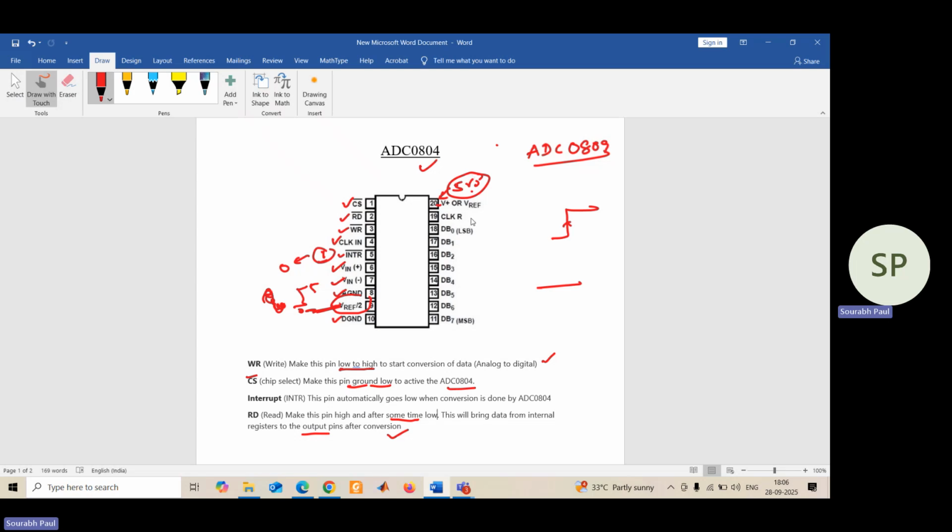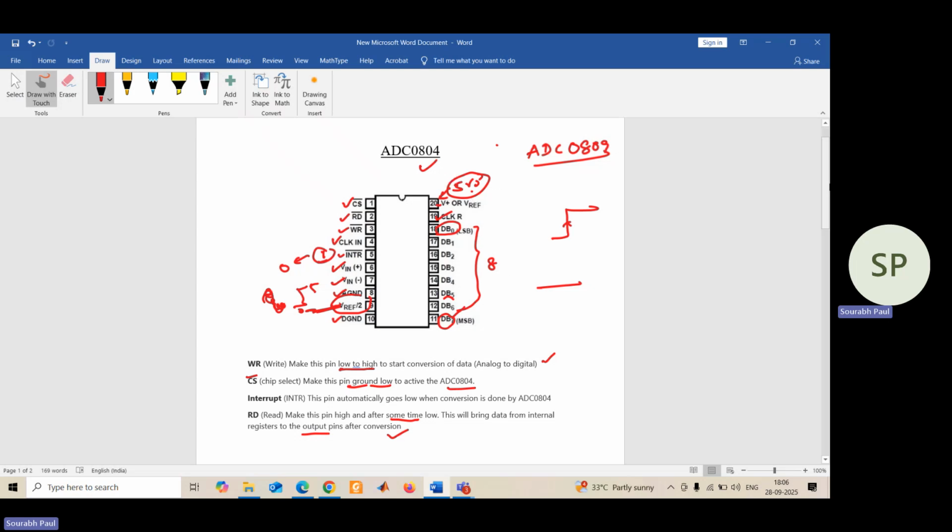Then this is the clock terminal. Then these are the data lines D0 to D7, where D0 is the LSB bit and D7 is the MSB bit. These 8 data lines have to be connected to some port of 8051 for interfacing. So this is some basic idea about ADC0804 and its pins.